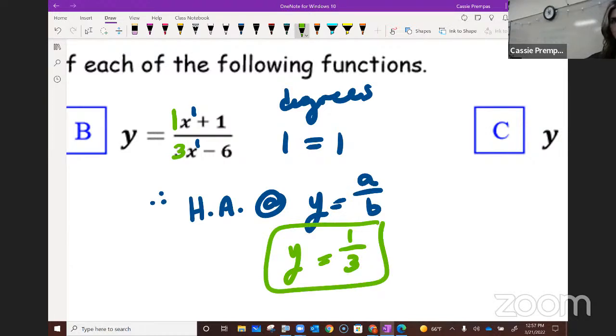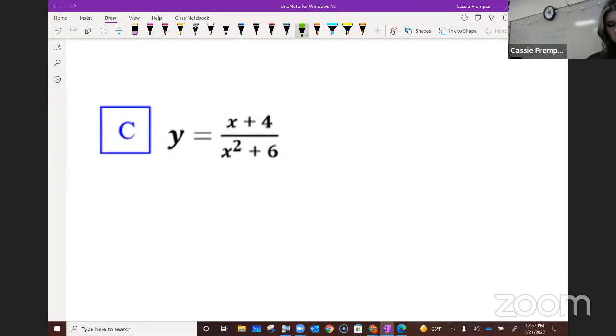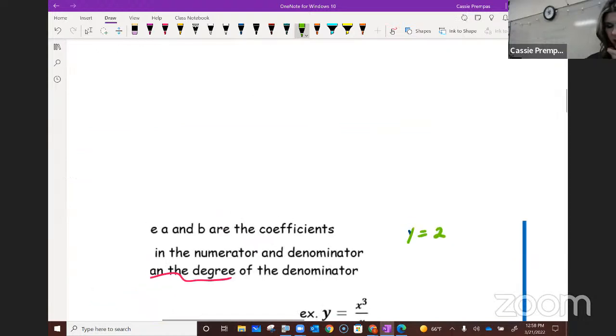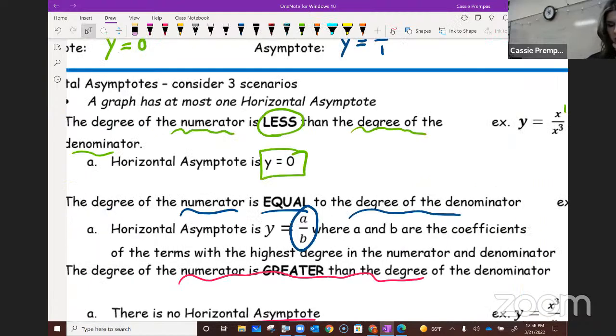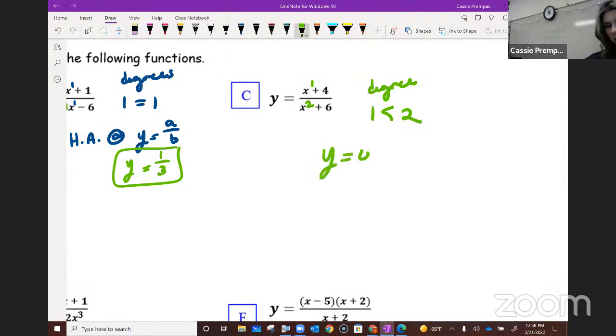Okay, let's do one more together. Letter C. What's the degree of the numerator? 1. What's the degree of the denominator? 2. Awesome. So if I think about the degrees, 1 is less than 2. Look back at the 3 cases. Really, you want to be looking at case number 1. If the degree of the numerator is less than the degree of the denominator, then horizontal asymptote at y equals 0. So I would go ahead and say y equals 0.